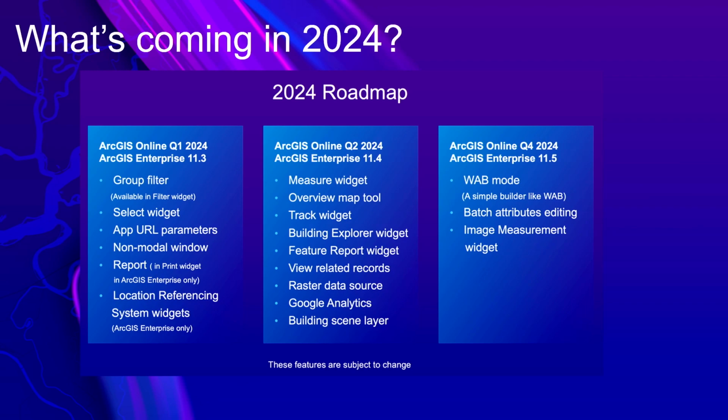So finally, as well as our Experience Builder gallery, I wanted to encourage you to take a look through all of the new functionality that we have planned for Experience Builder in 2024. So while I wish I did have time to go through all of this today, I did want to pick out a few of the things that I'm most excited for. So we've got the ability to view related records, batch attribute editing, and also the simple builder mode, which I know will really come in handy when moving over from Web App Builder to Experience Builder.